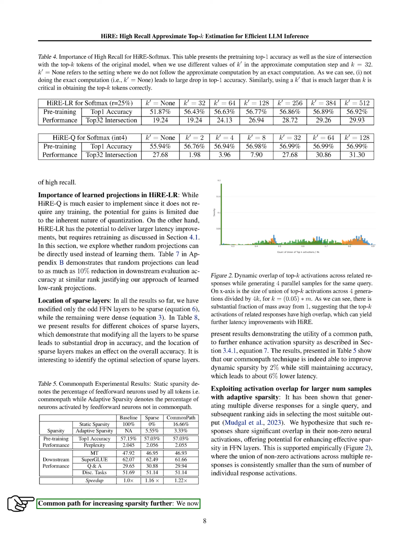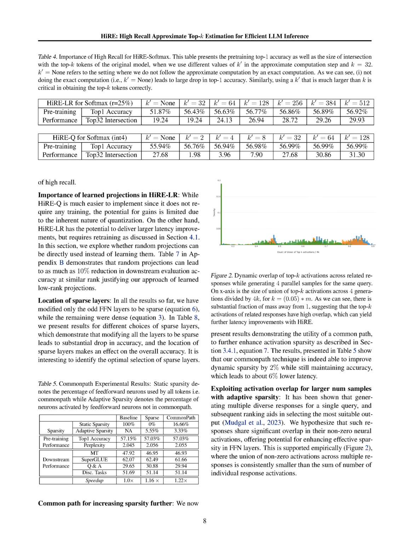Lastly, we present our findings on a common path to further increase activation sparsity. Our technique successfully enhanced dynamic sparsity by 2%, which in turn reduced latency by about 6%, all while maintaining accuracy. Additionally, we explored the potential of exploiting activation overlap for generating multiple diverse responses to a single query. Our empirical evidence suggests that these responses share a significant overlap in their non-zero neural activations, which can be leveraged to increase effective sparsity in FFN layers, as shown in our experiments.